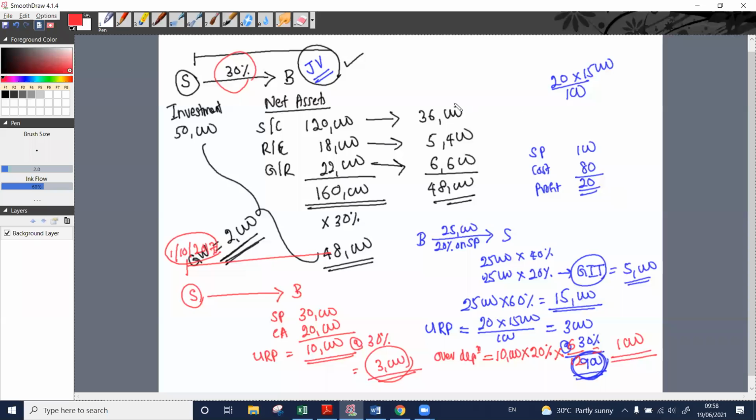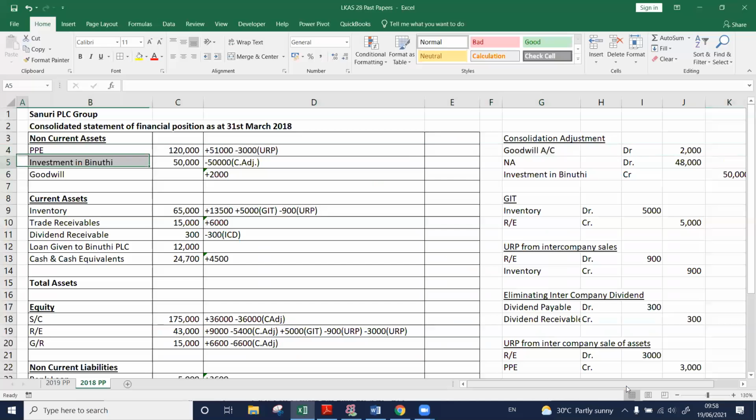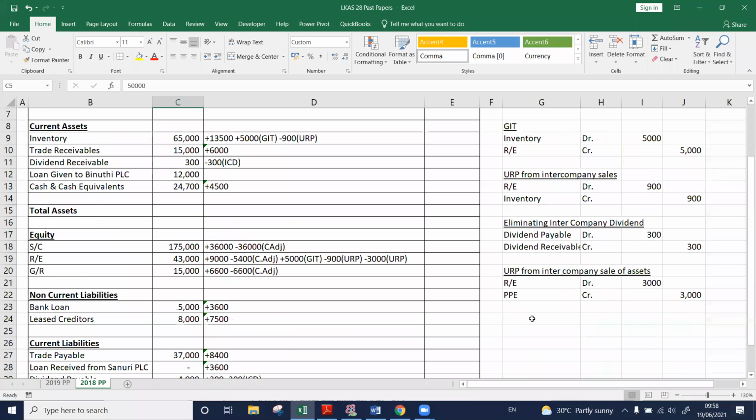Yes, 6 months, 1,000. But here again, what do we need to consider? We need to consider the acquisition percentage. The acquisition percentage is 30%. So 1,000 into 30% is 300. This is the over depreciated amount, right? The over depreciated amount is 300. This is the amount for which we need to pass the double entry. Over depreciation.